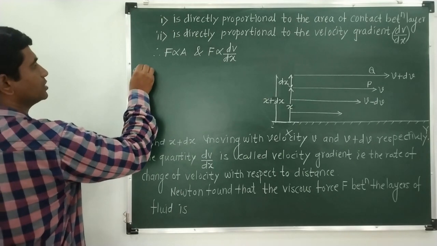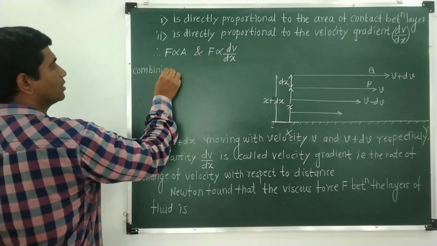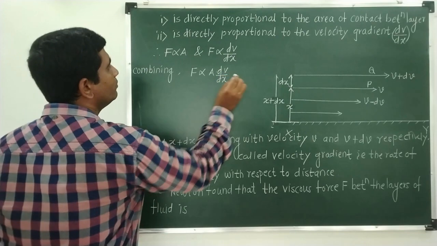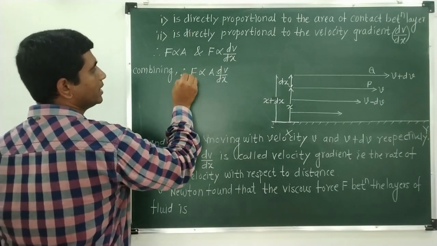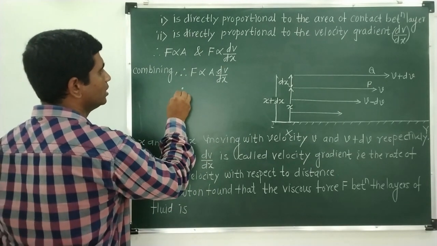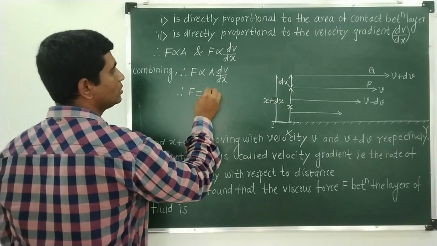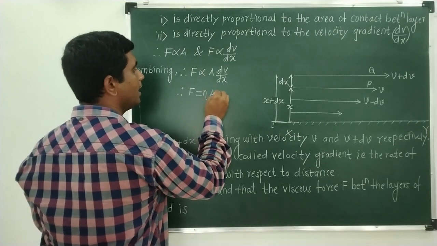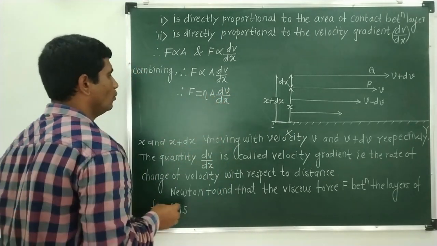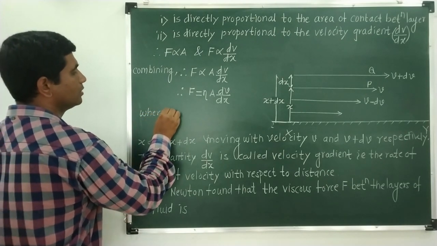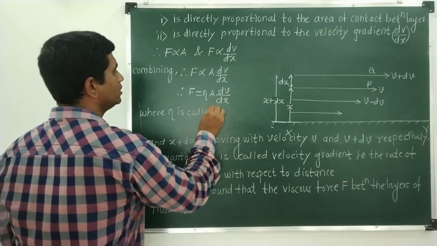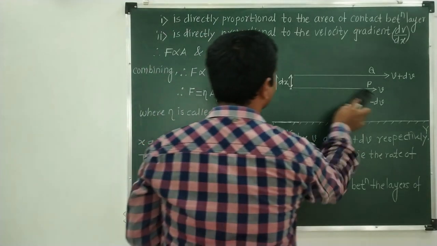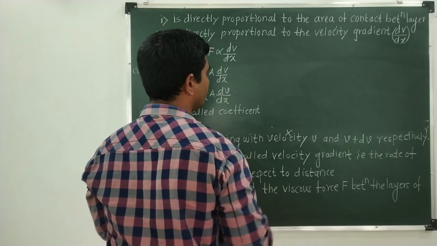Combining these two, I can write F is directly proportional to A and directly proportional to dV by dx. Now if I remove the proportionality sign, then F is equal to a proportionality constant, let us say eta, times A times dV by dx, where eta is called the coefficient of viscosity.